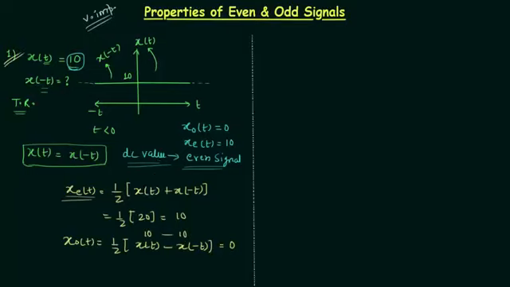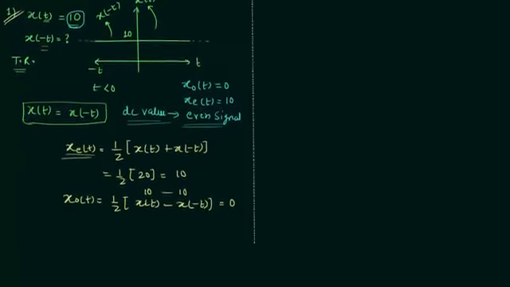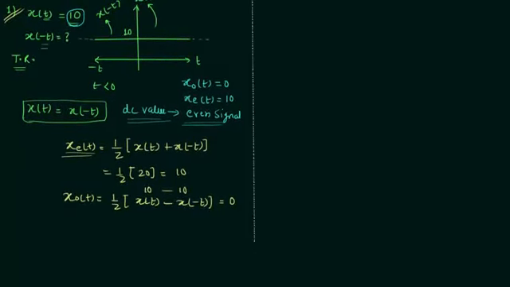Now we will move to the next property. In this property, we will talk about the outcome when we add the even signal to a DC value. So what will happen when we add an even signal to a DC value? We will try to find out. Let's take one example to understand the outcome. 10 plus t square is equal to xt. Here 10 is the DC value and t square is the even signal.